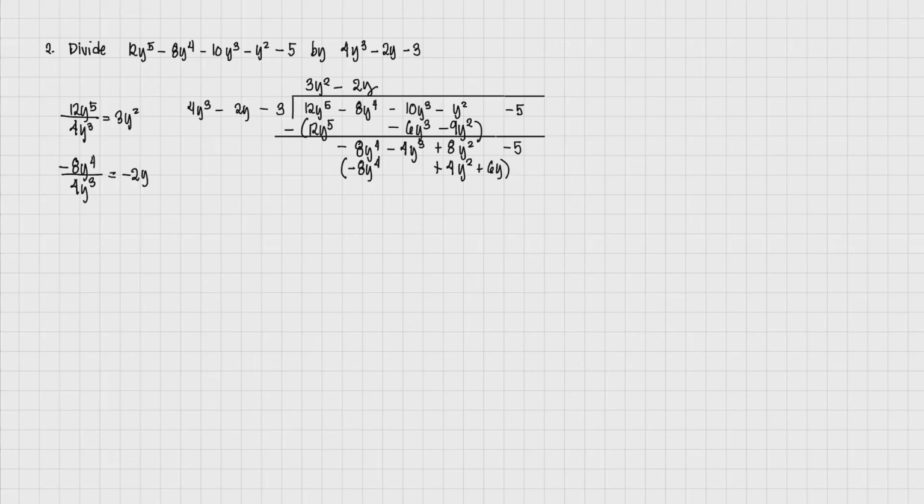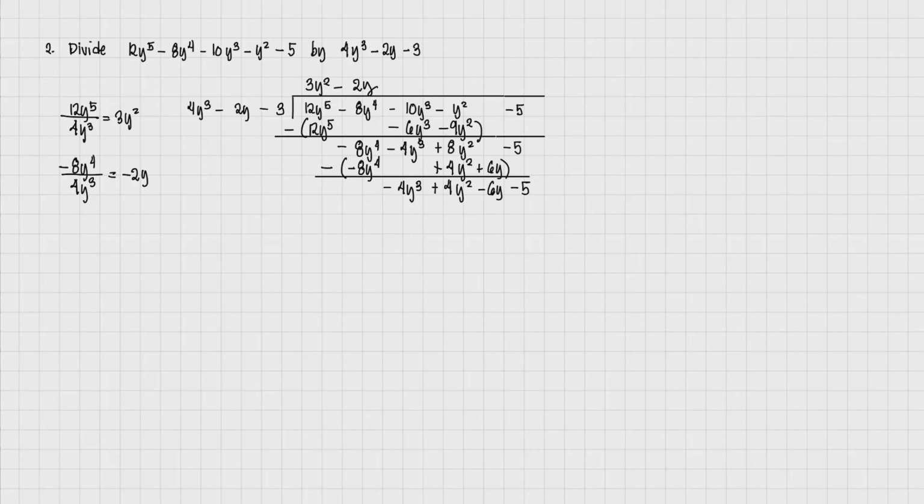Tapos, again, we're going to subtract this whole thing. So, this one will cancel out. This one will be brought down. So, you have negative 4y cubed. And then you have, excuse me, you have positive. This one will become negative, so 8 minus 4. So, you'd have positive 4y squared. Then, you have negative 6y. Then, you have negative 5.